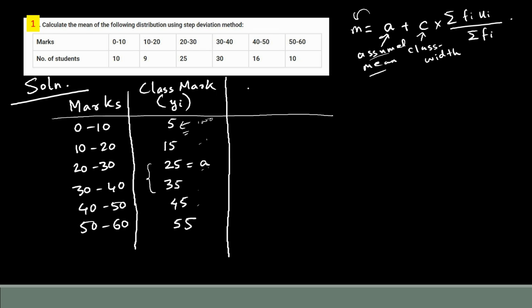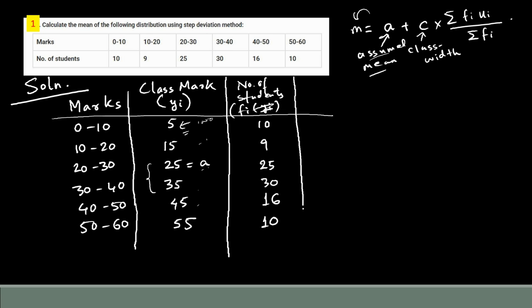Now let's do our frequency, number of students, which is fi, right? So the number of students is 10, 9, 25, 30, 16, 10. So you did your number of students, you found out what is fi. Okay. Now you have to find out what is ui, right? So what is ui? That is yi minus a divided by c.